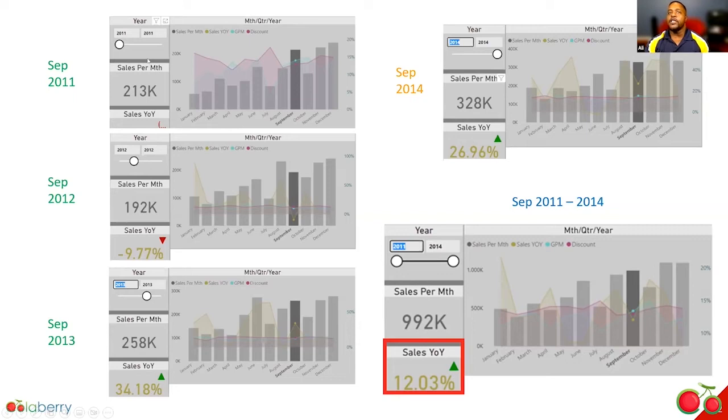If you are looking at multiple years of your year over year, you're going to average the year over years. And from 2011 to 2014, the overall year over year increase was 12% per year. So what that means is sales increased 12% per year in September, okay?